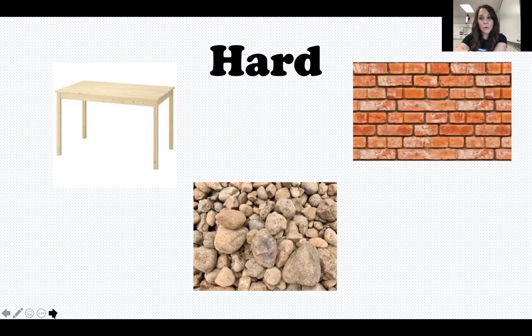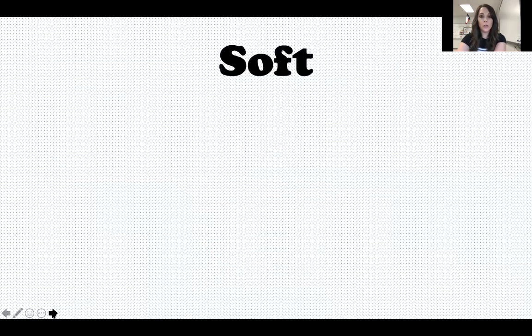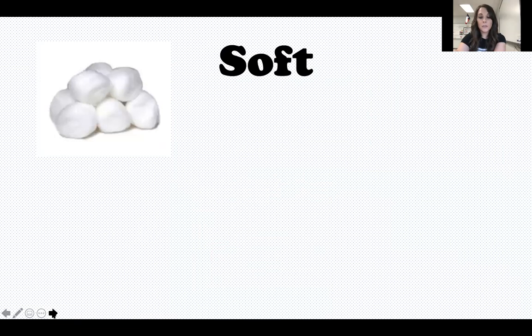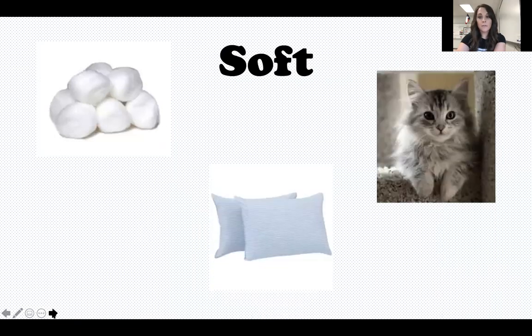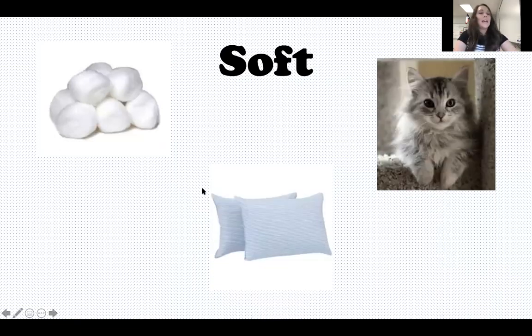And the last word we're going to talk about today to describe how things feel is the word soft. Cotton balls are soft, pillows are soft, a kitten is soft. Now, sometimes kids get soft and smooth confused because they might feel the top of the table and they might say, oh, it's very soft. I don't feel any lumps or bumps.